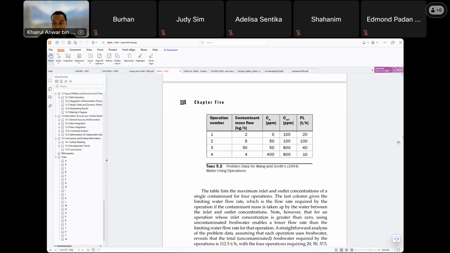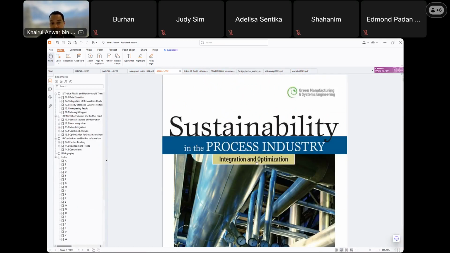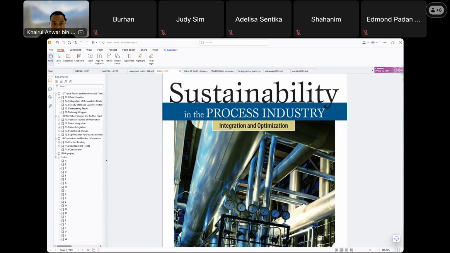This is based on Sustainability in the Process Industry: Integration and Optimization. Okay, so this is the second group. Sustainability. This is by Jiri Klemeš. Chapter 10.5.